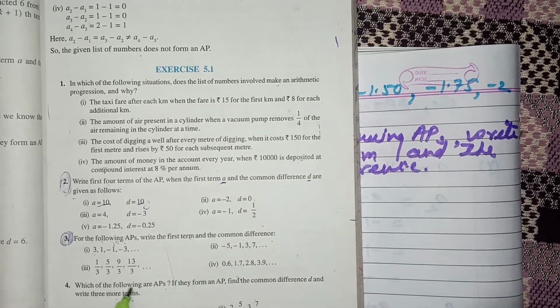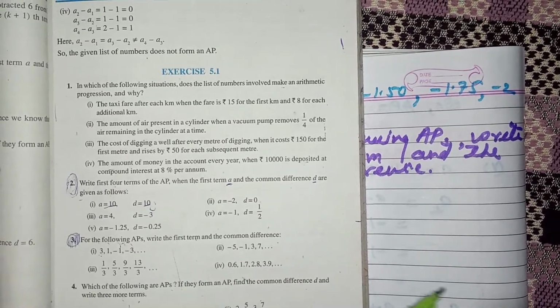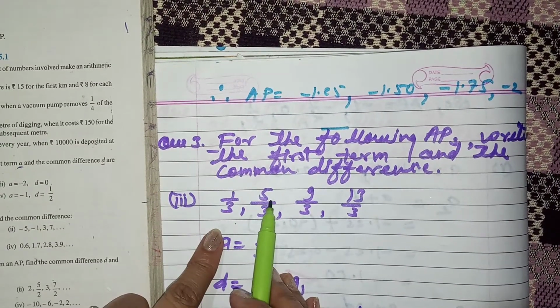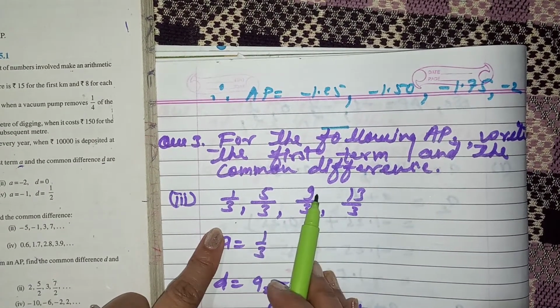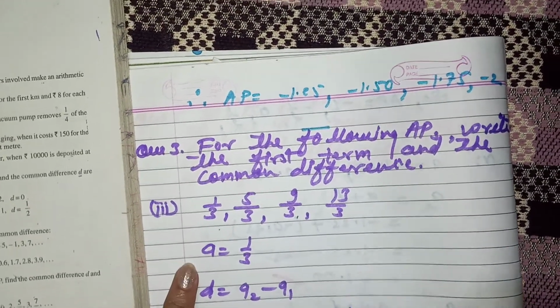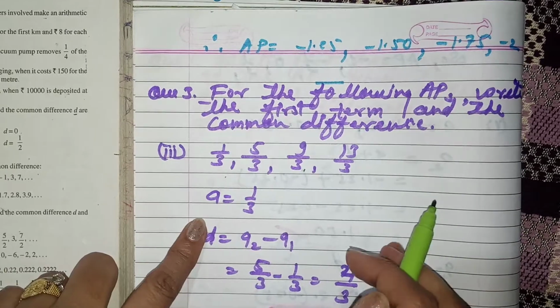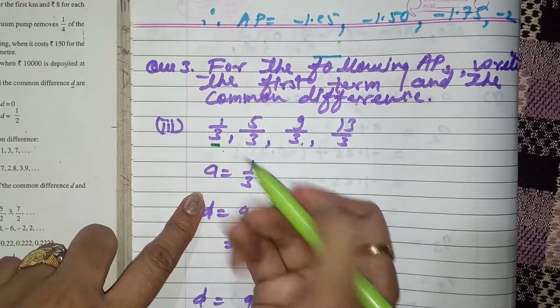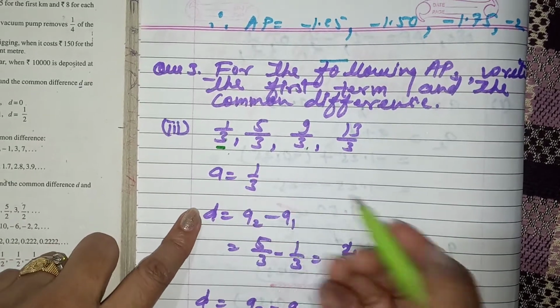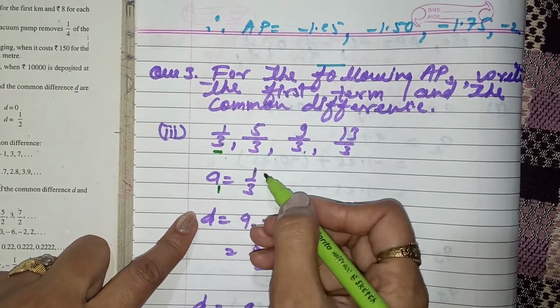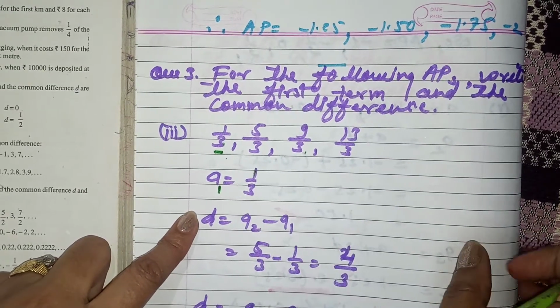So I am giving you question number 3. It is 1 upon 3, the second term of the AP is 5 upon 3, then 9 upon 3, then 13 upon 3. So we need to write the first term and the common difference. The first term is very easy. First term means A or A1, anything we can write for the first term. A1 is equal to 1 upon 3, or A is equal to 1 upon 3.